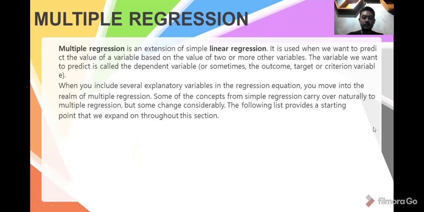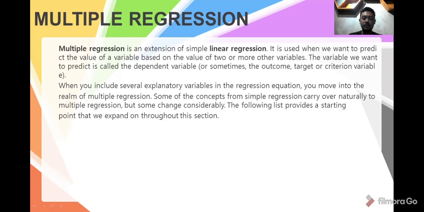Multiple regression. Multiple regression is an extension of simple linear regression. It is used when we want to predict the value of a variable based on the value of two or more other variables. The variable we want to predict is called the dependent variable, or sometimes the outcome, target, or criterion variable. When you include several explanatory variables in the regression equation, you move into the realm of multiple regression.